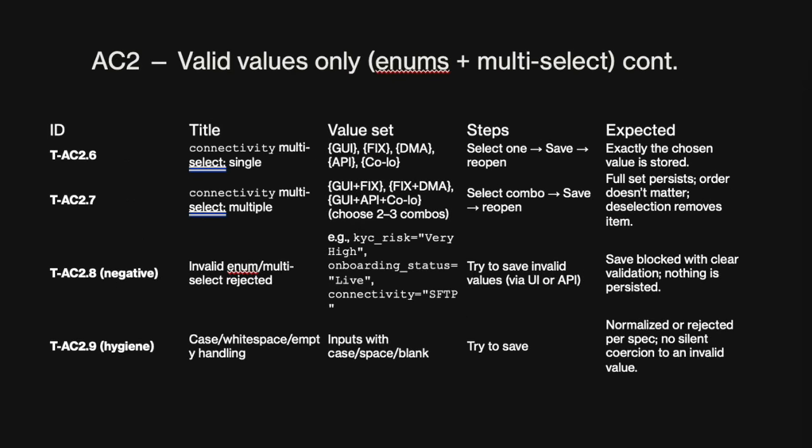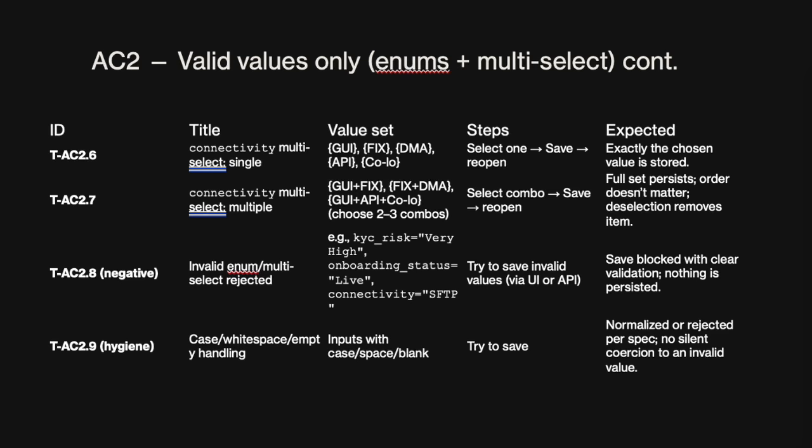Now we move on to acceptance criteria 2 tests and the continuation of them. We'll start with test AC 2.6, connectivity, single select. We validate each channel individually: GUI, fix, DMA, API, and Colo. For each, select, save, then reopen. Expect exactly one value stored, no hidden defaults or extra flags. This catches mapping bugs like fix saving as GUI or a null write.